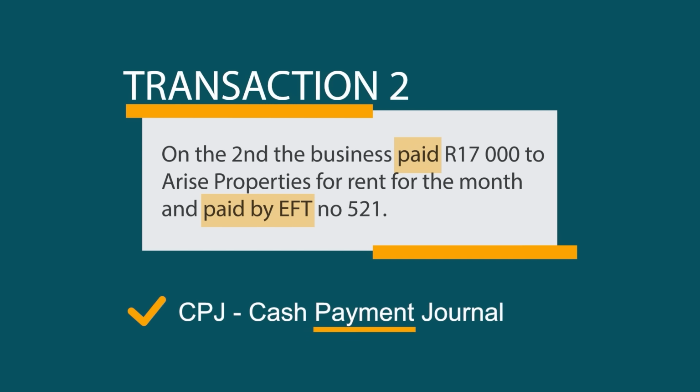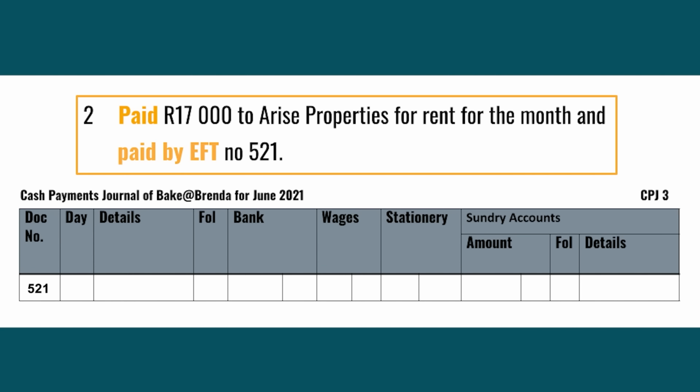Let's have a look at the CPJ for a moment. The document number will be EFT number 521. The day is the 2nd of June. Bank will be recorded with the amount of 17,000 Rand, and the sundry accounts will also be recorded with 17,000 Rand. The details will be rent expense. Okay, grade 8, are you ready to do the next transaction on your own? Let's get ready in 3, 2, 1, let's go.